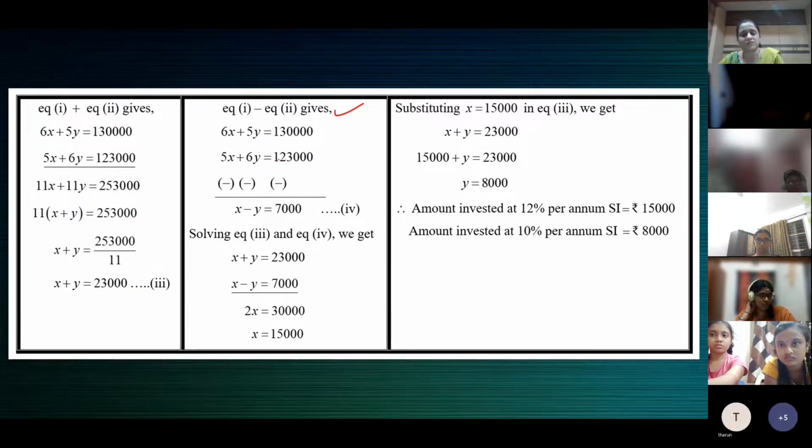Equation 1 minus equation 2. That means change the signs throughout in the second equation. So 6x minus 5x, x. 5y minus 6y, minus y. And whatever this number minus this number is, 7,000.